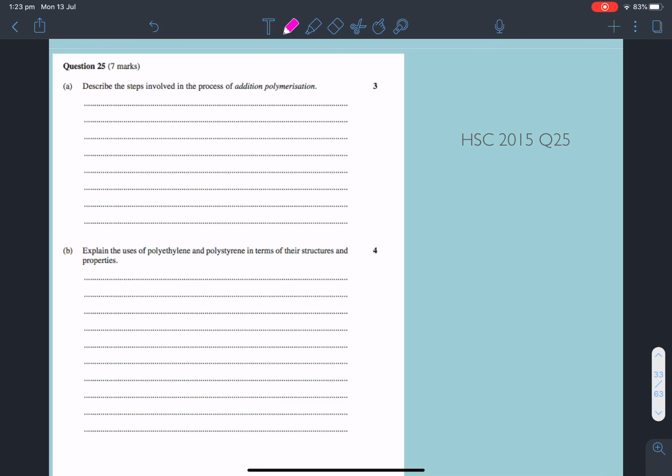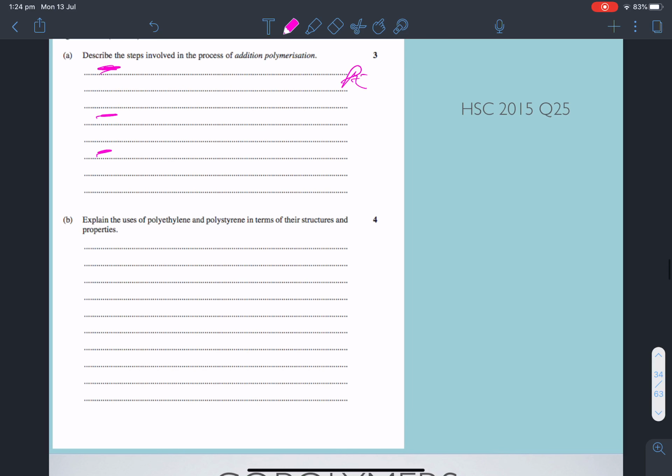Describe the steps involved in the process of addition polymerization and explain the uses of polyethylene and polystyrene in terms of their structure and properties. Okay? Brief outline. So the steps involved, you need to talk about your monomer and your conditions to get polymerization. You could even use polyethylene for an example there where you use an initiator in addition to go on. That's probably what I'd do.